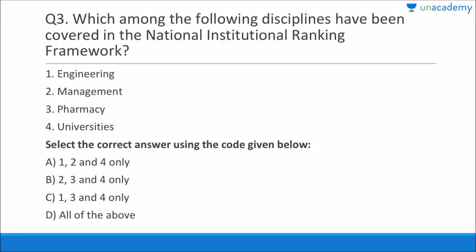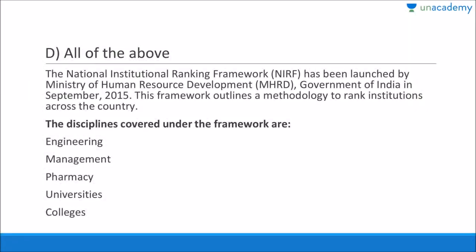Question number 3. Which among the following disciplines have been covered in the National Institutional Ranking Framework? Engineering, Management, Pharmacy, Universities. The answer is D, all of the above. The National Institutional Ranking Framework has been launched by MHRD, and this framework outlines a methodology to rank institutions across the country. It includes engineering, management, pharmacy, universities, colleges, etc.